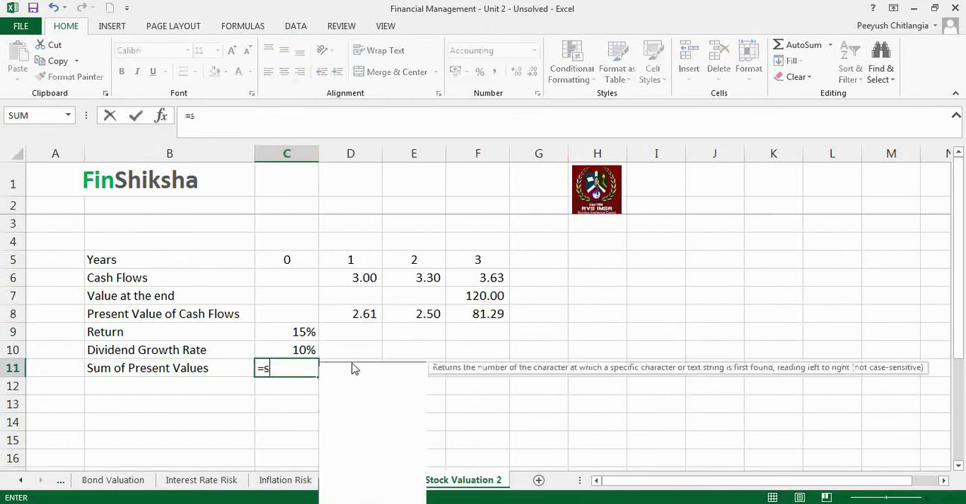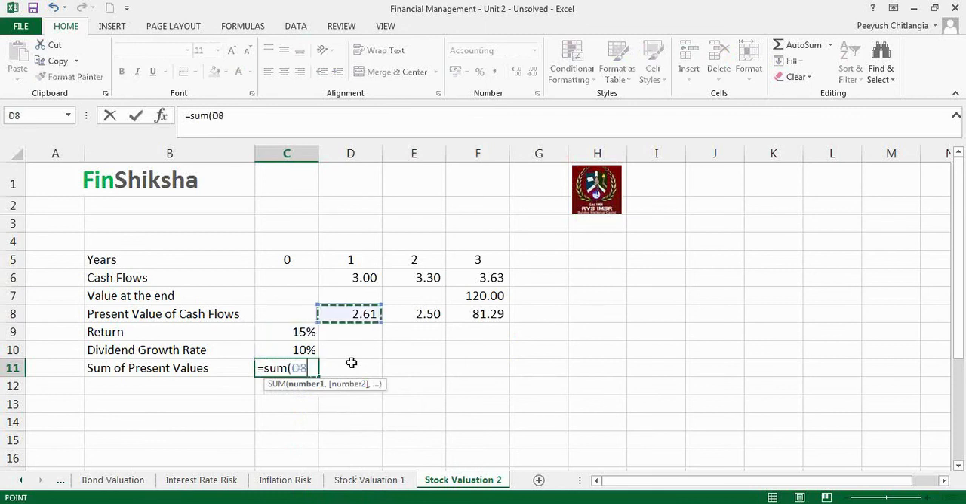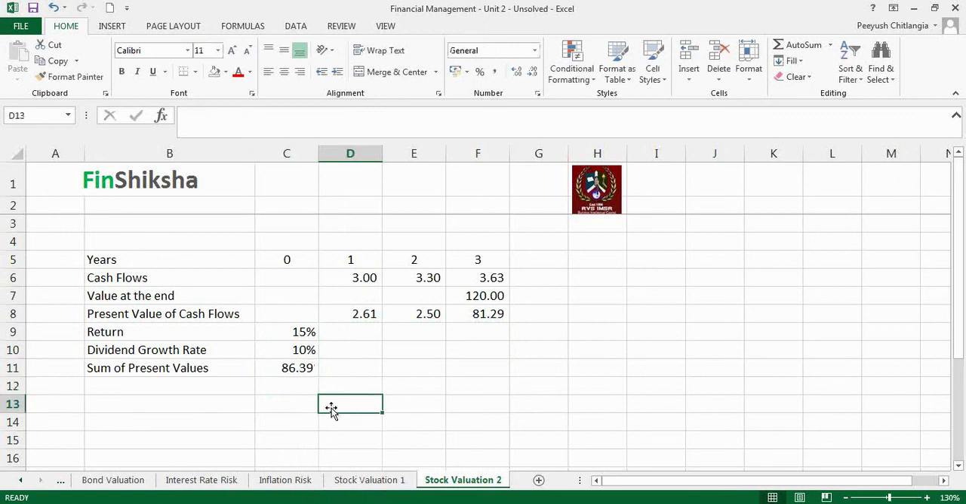If we add all the present values, this is very similar to what we have done for bonds as well. We get the stock price is 86.39. If you pay 86.39 for the stock, you're going to get this set of cash flows, right? We could also have done this separately, where let's say this is my first year cash flow, and I'll just add both of them so that we get the total cash flows.